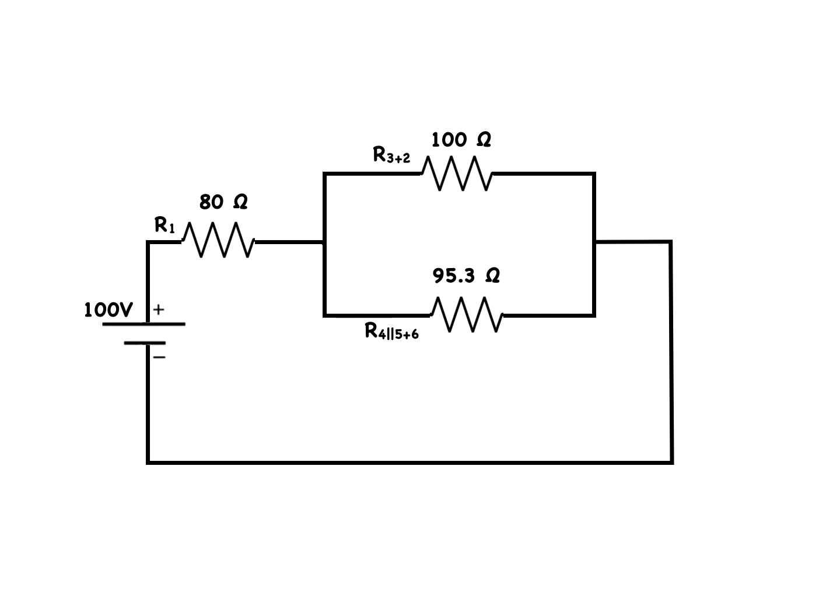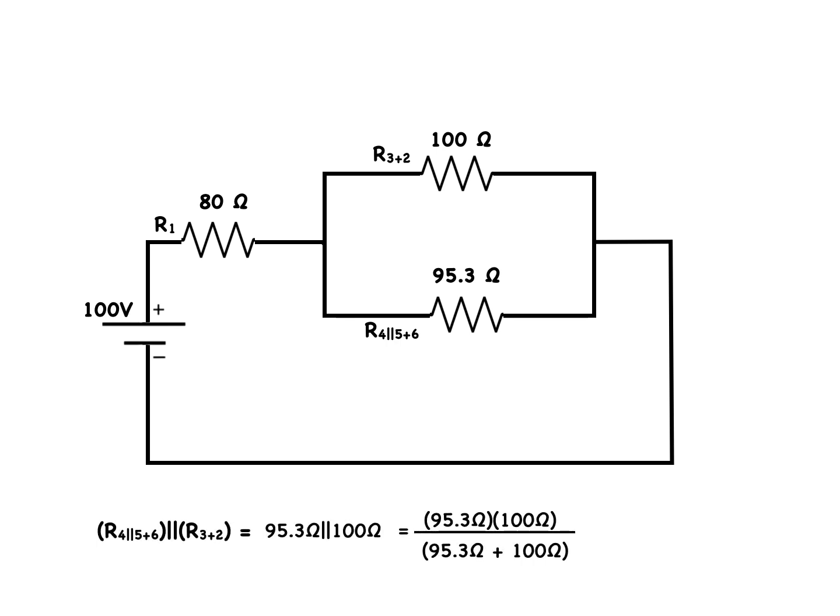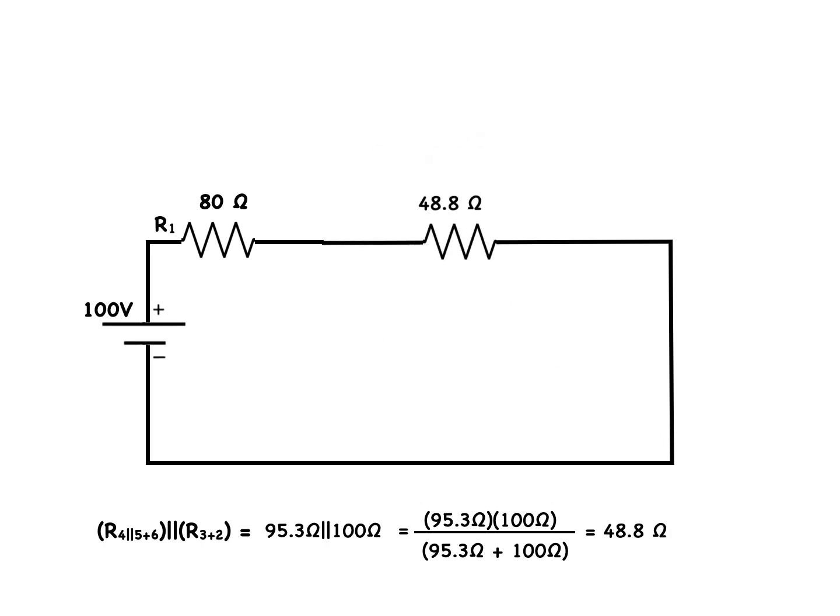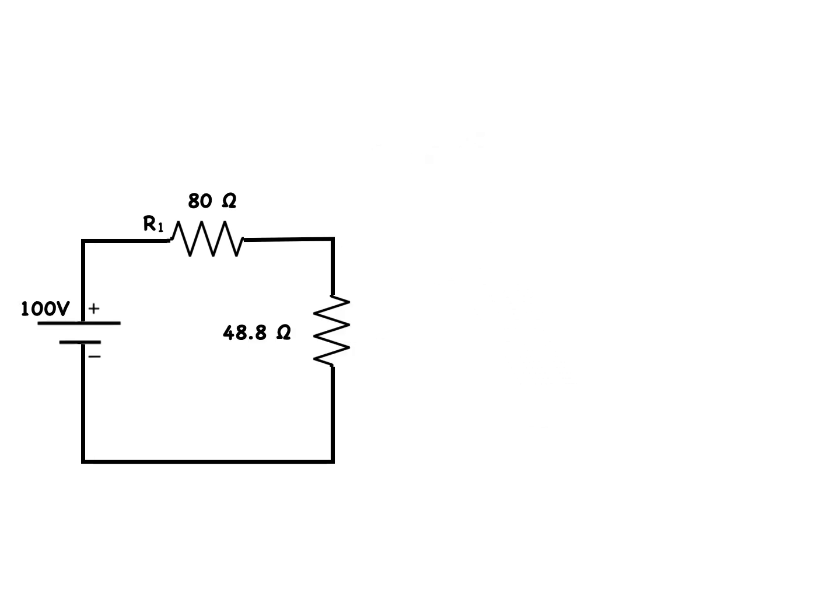So all that is left is to work out the effective resistance of the parallel combination of R4 parallel to 5 plus 6, and R3 plus 2, which works out to 48.8 ohms. We can now redraw the equivalent circuit to look like this, or more compactly like this. So the total circuit resistance is RT, which is equal to 128.8 ohms. The equivalent circuit now will look like this.